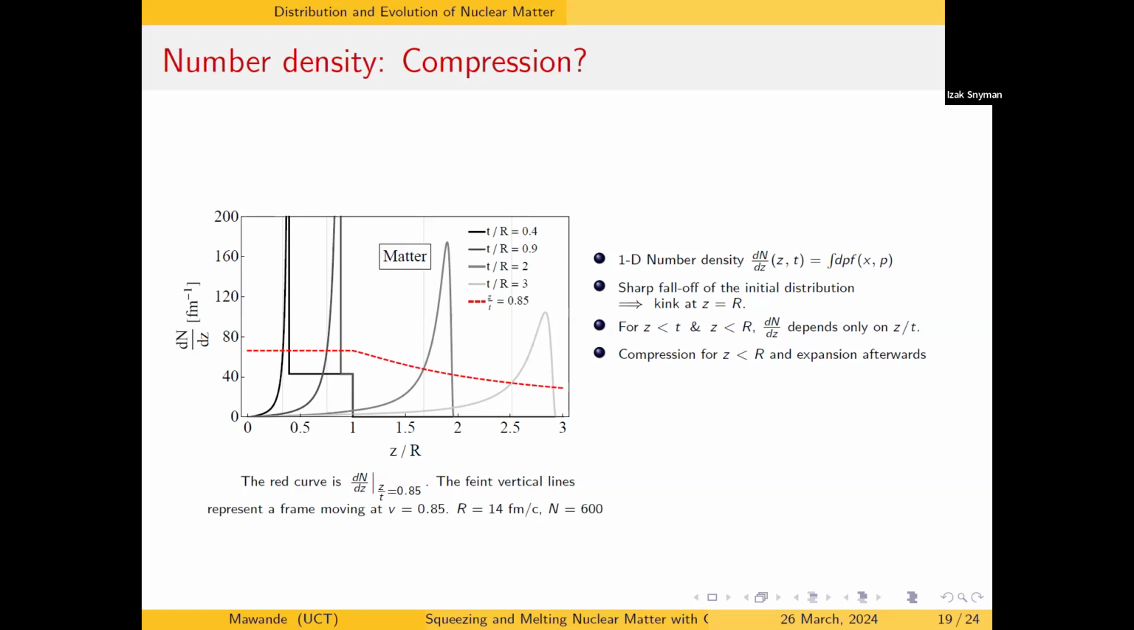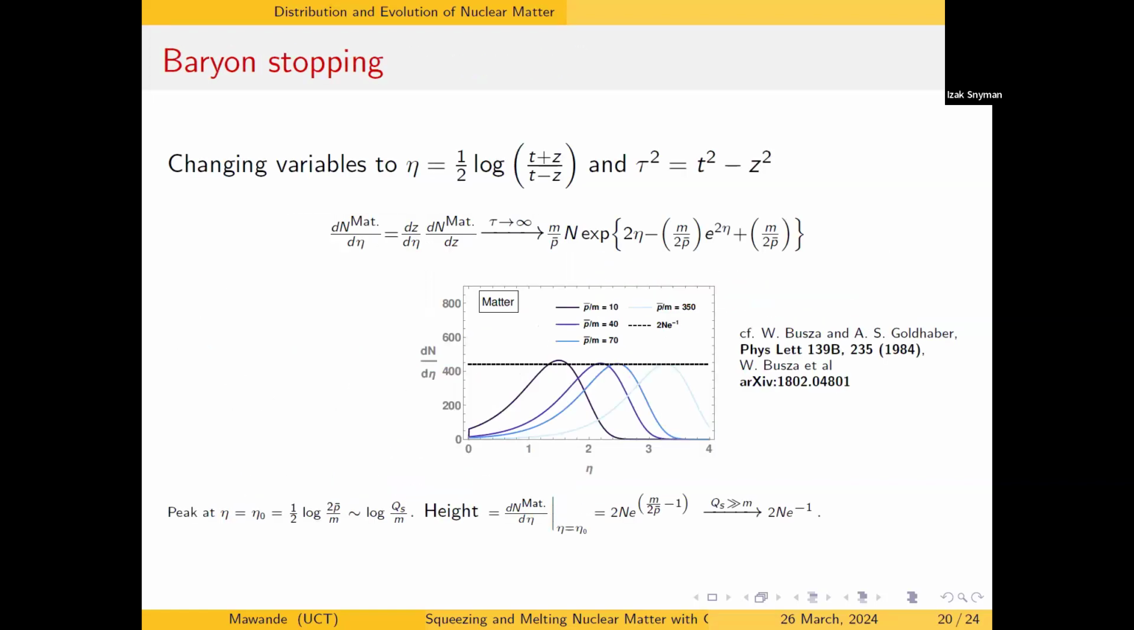Right, but the issue I have over here. Okay, sorry. Maybe let's briefly work out one consequence of this. We can work out how the baryons are slowed down in these models. So I can change my variables to a so-called space-time rapidity.